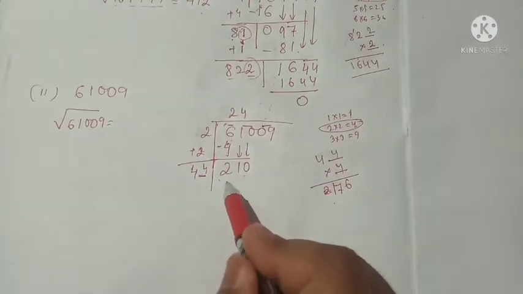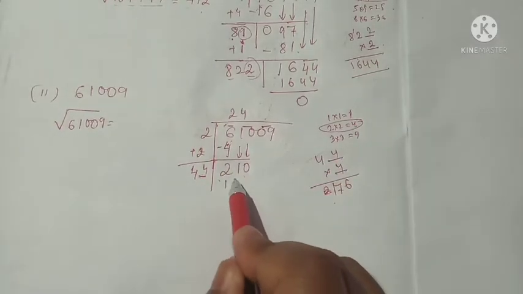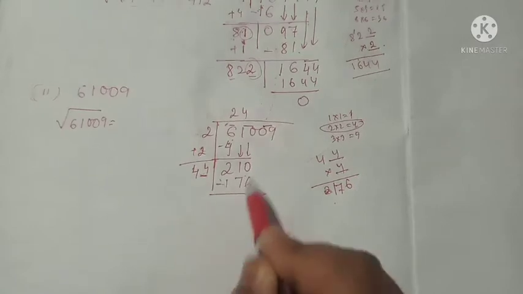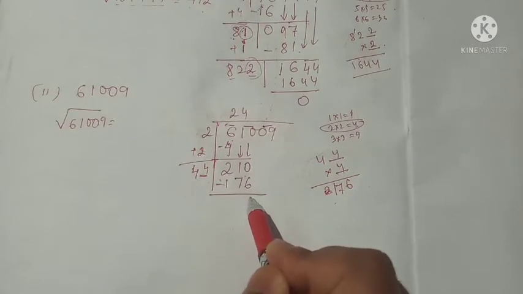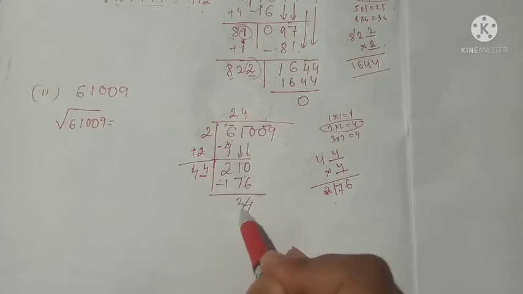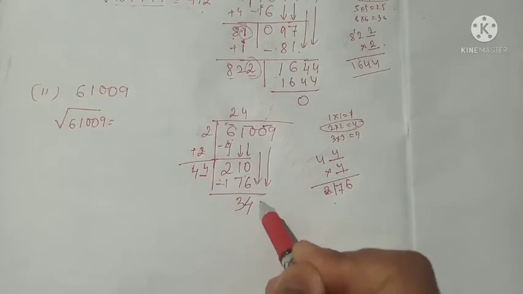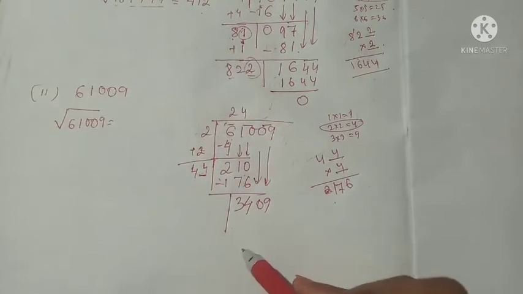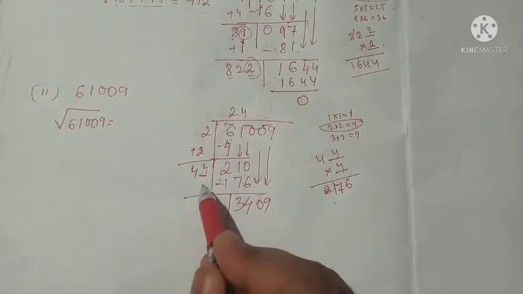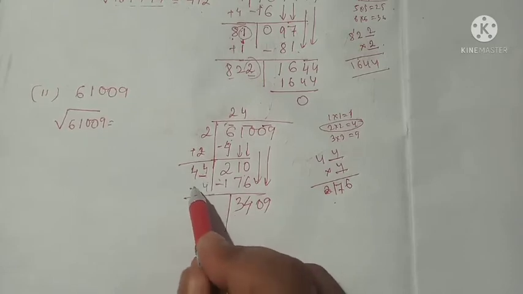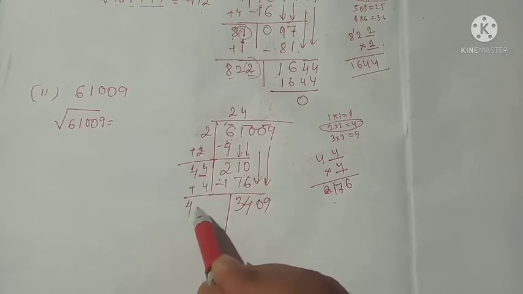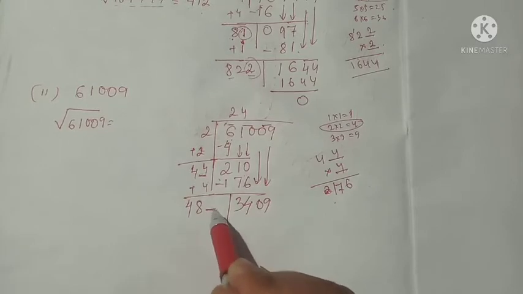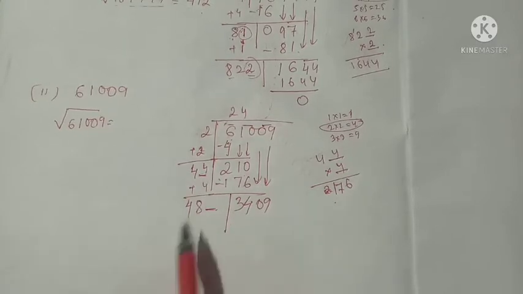The new dividend will be 176. If you subtract, you will get the answer 4, and this will be the 3. Now put down these 2 digits again, 0 and 9. The 0 and 9 become the new dividend. Now again here you add 4. Your new divisor will be 48, and we are going to find out the new number alongside 48 to get a dividend that is equal to or less than.